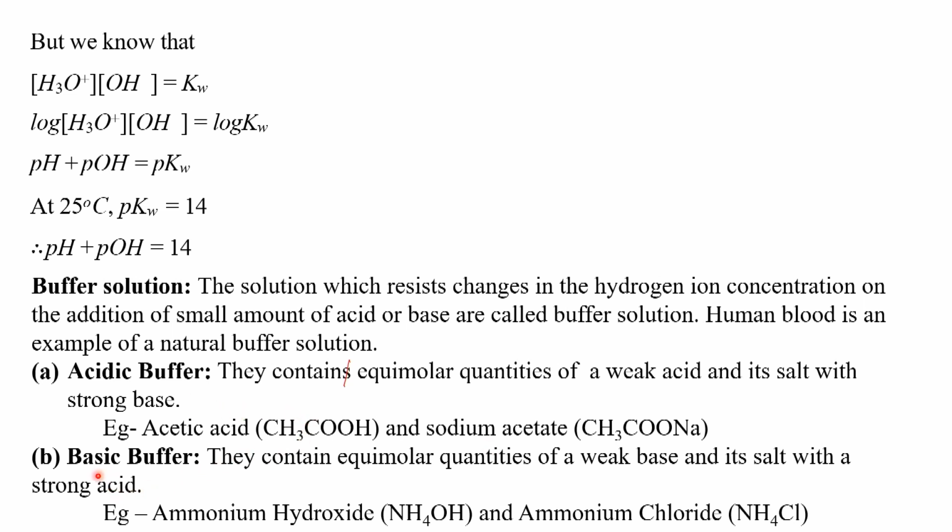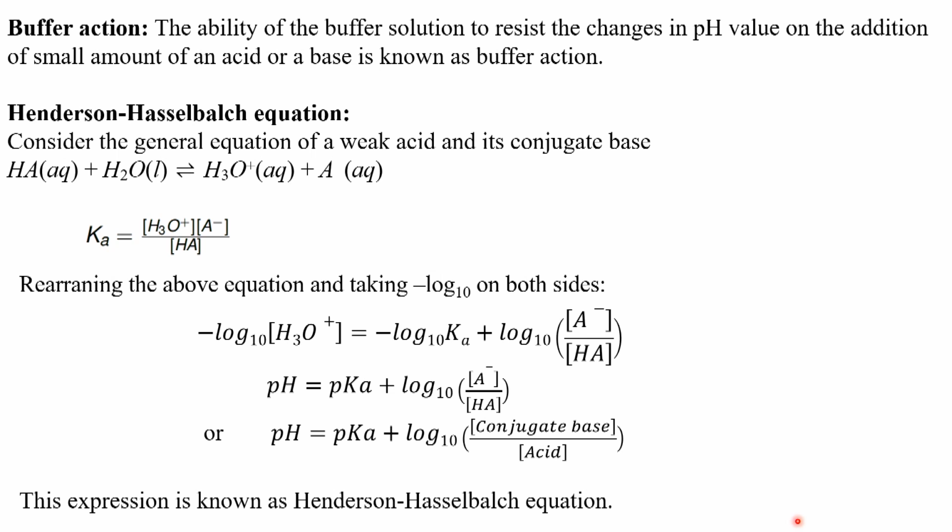Next we discuss basic buffer. They contain equimolar quantities of a weak base and its salt with a strong acid. So for a basic buffer we need to consider a weak base like ammonium hydroxide and its salt with a strong acid like ammonium chloride. When ammonium hydroxide reacts with HCl, we get ammonium chloride. HCl is a strong acid here. Now we discuss buffer action. The ability of a buffer solution to resist the changes in pH value on the addition of a small amount of an acid or base is known as buffer action.